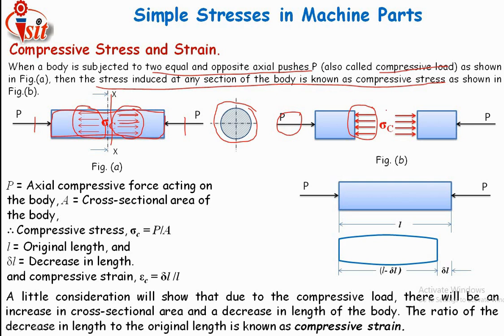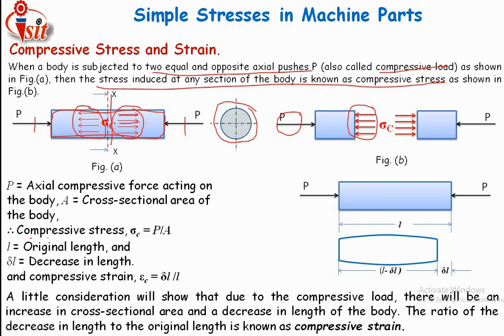So this is known as the compressive stress. That is the resistance offered by the body due to the application of compressive load. In case of tensile stress, it is the resistance offered by the body due to the application of tensile load per unit area. That is the only difference. That is the nature of load. If tensile load is applied, then tensile stress will get induced. If compressive load is applied, then compressive stress will get induced. So this is the concept of compressive stress.